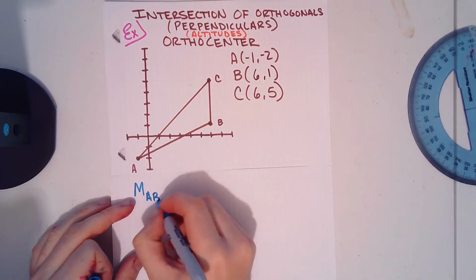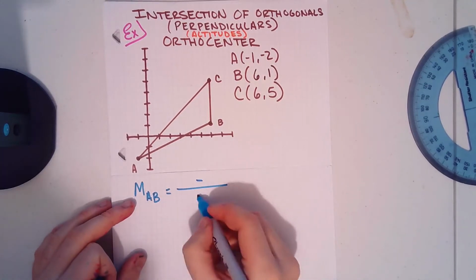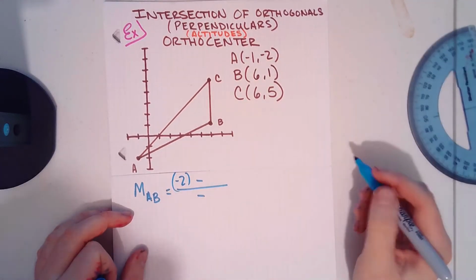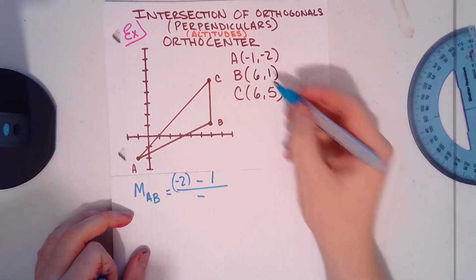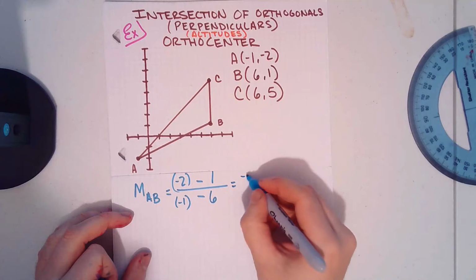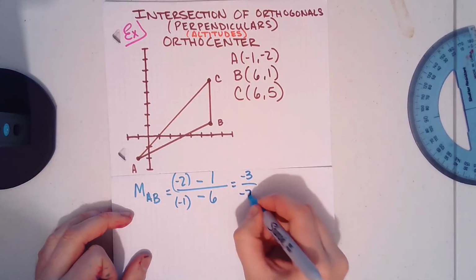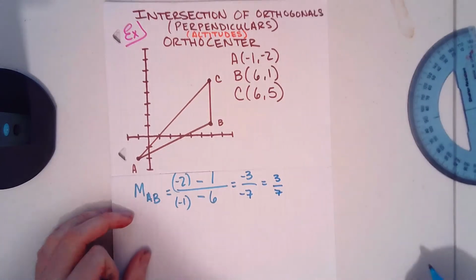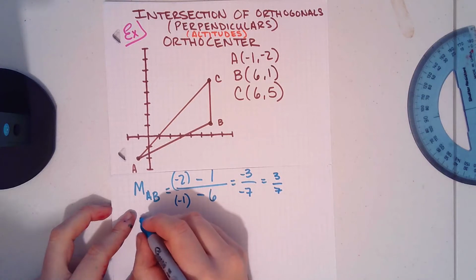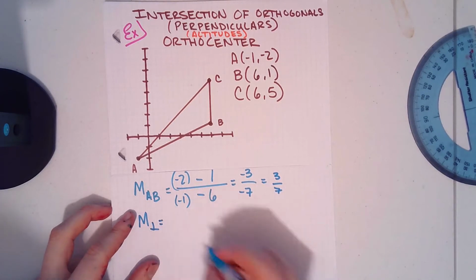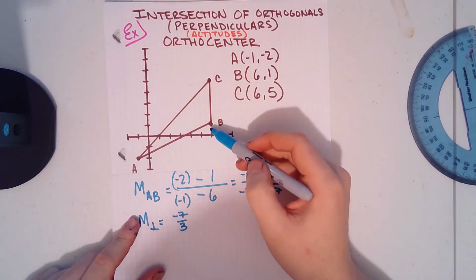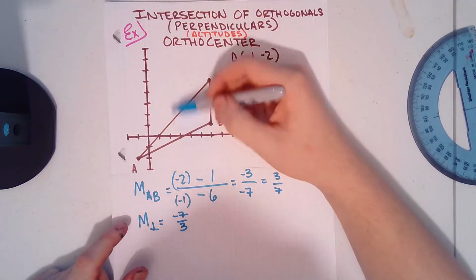So the slope of AB is going to be the rise over the run between the y's and the x's. Well, the y of A is -2, and the y of B is 1. The x of A is -1, and the x of B is 6. So the slope between them is going to be -3 over -7, which is 3/7. So there's our slope of 3/7 between AB, which means that the perpendicular slope is going to be -7/3. So the line that hits this at a 90-degree angle is going to be a slope of -7/3.